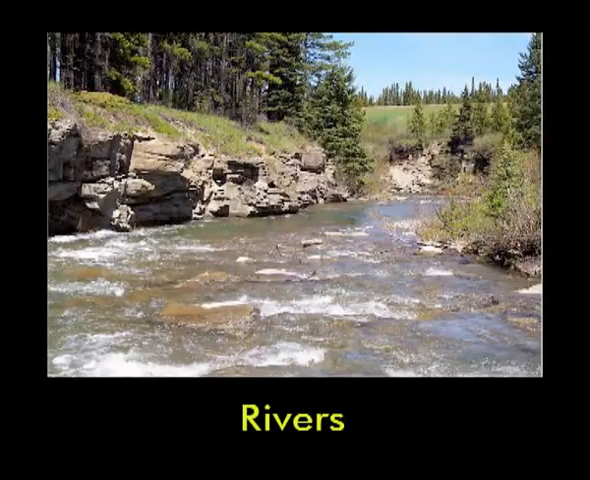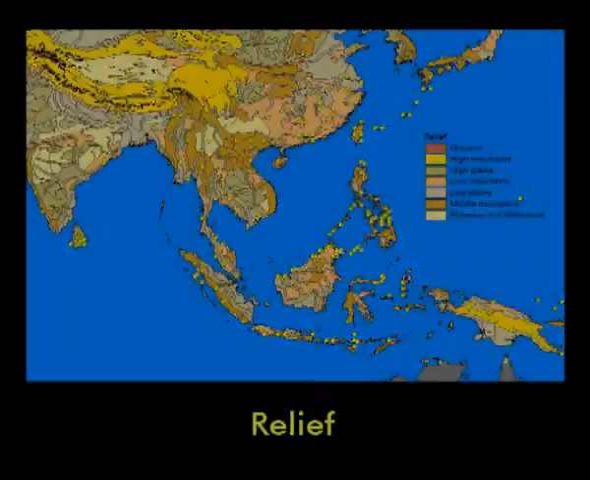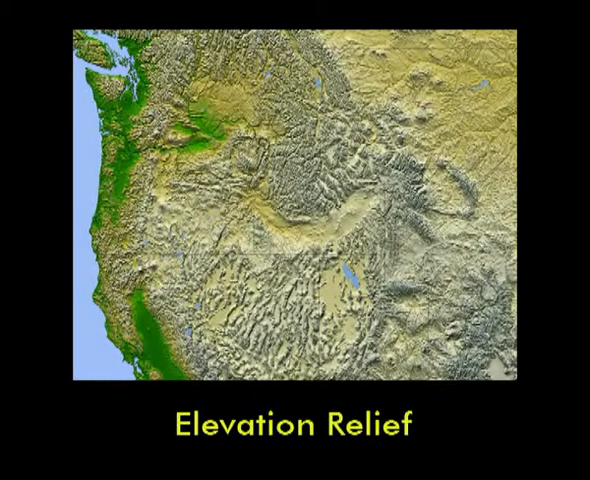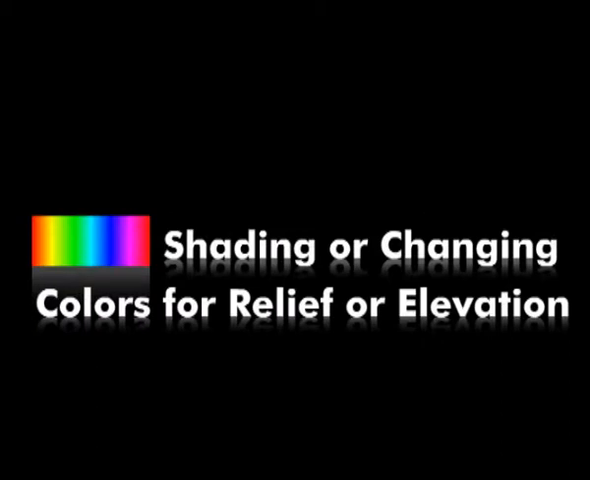Physical maps show physical features such as lakes, rivers, mountains, relief, and elevation. Relief is the changing elevation of the land. Elevation, the distance above or below sea level, is usually shown with color. Symbols and colors are often used to represent information. For example, blue for water, a star for capital cities, shading or changing colors for relief or elevation.